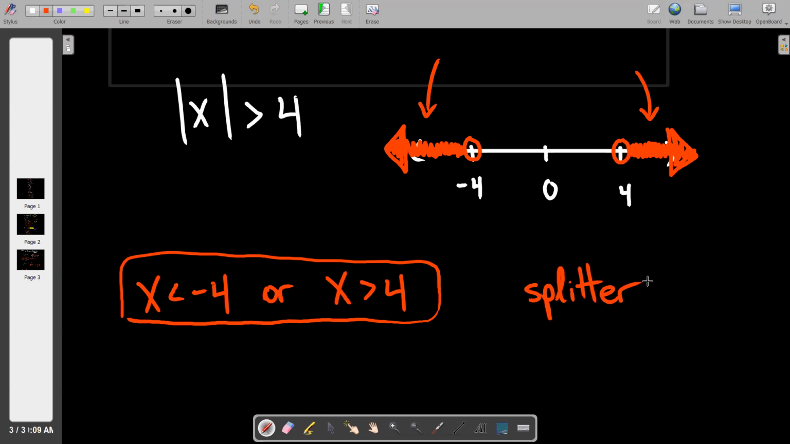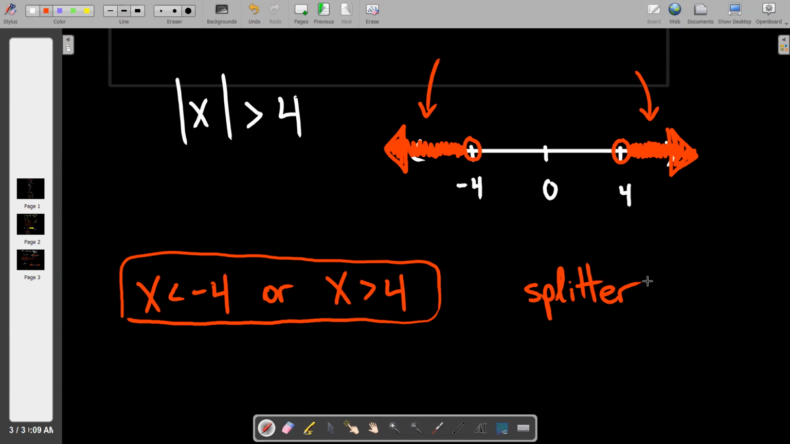As far as I'm concerned, when we're doing absolute value inequalities, we're going to convert them either into squishers or splitters, depending on the situation.